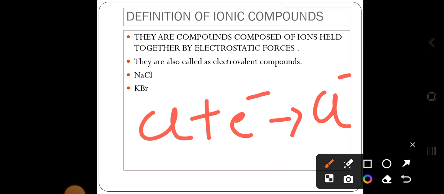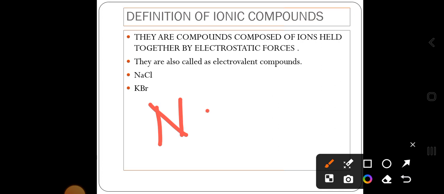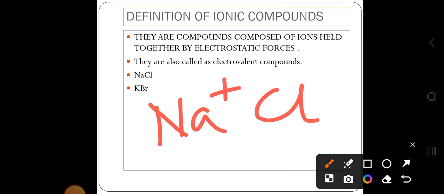Okay, so now if you observe this compound NaCl, it is obtained by combination of the two atoms, sodium and chlorine. That is, sodium gets a positive charge and becomes a cation, and chlorine gains a negative charge and becomes an anion. So whenever this type of interaction is present in a compound, they become very, very strong bonds. That's the reason why it is called electrostatic force.